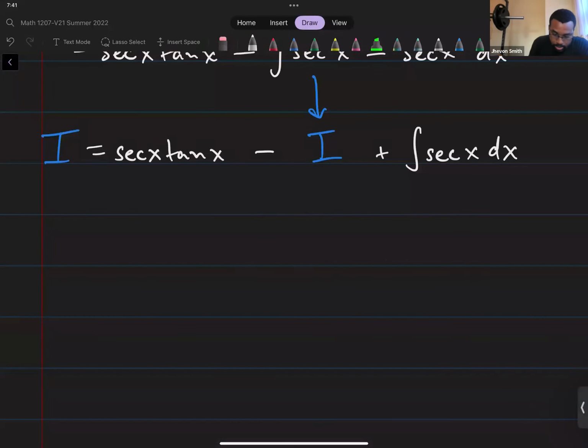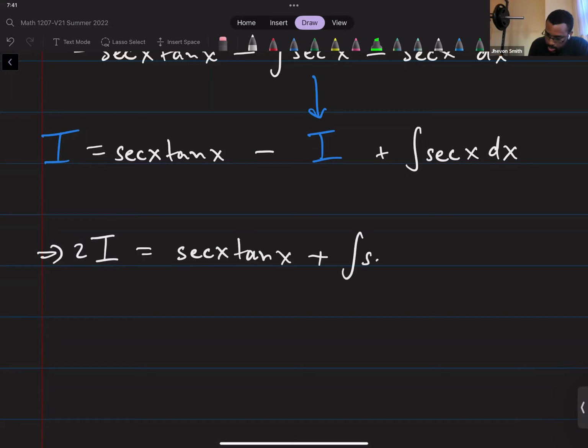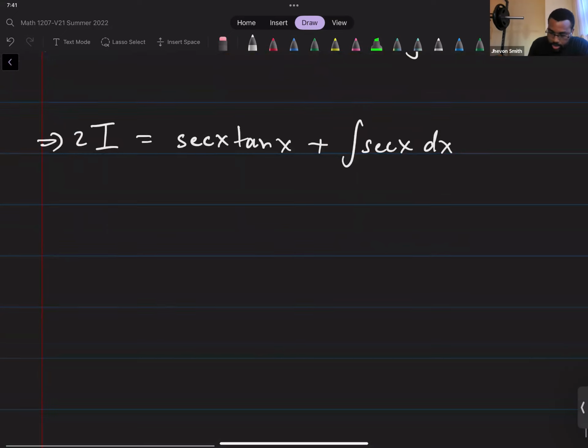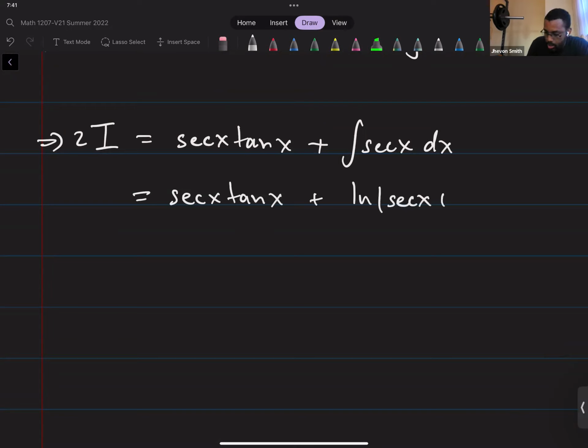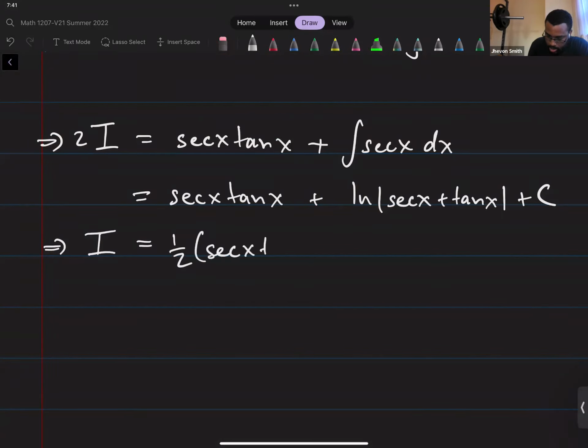So we can have then our 2I is going to be secant x tan x plus the integral of secant x dx. Integral of secant x, that's a basic rule. It's ln of secant x plus tangent x. And so this means your I is 1/2 secant x tangent x plus ln of secant x plus tangent x plus c.